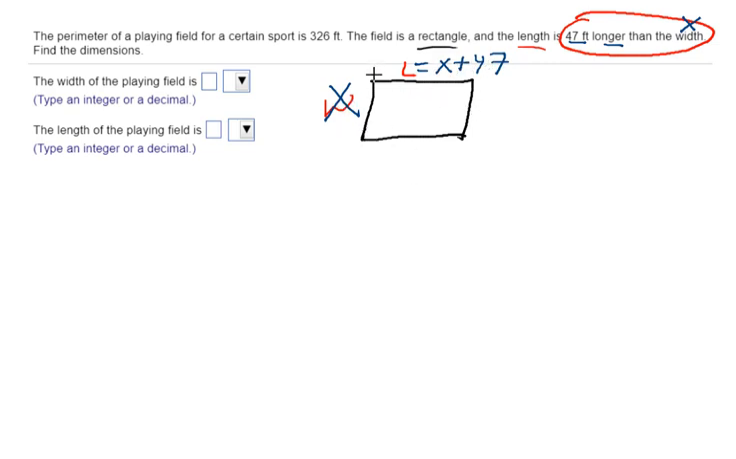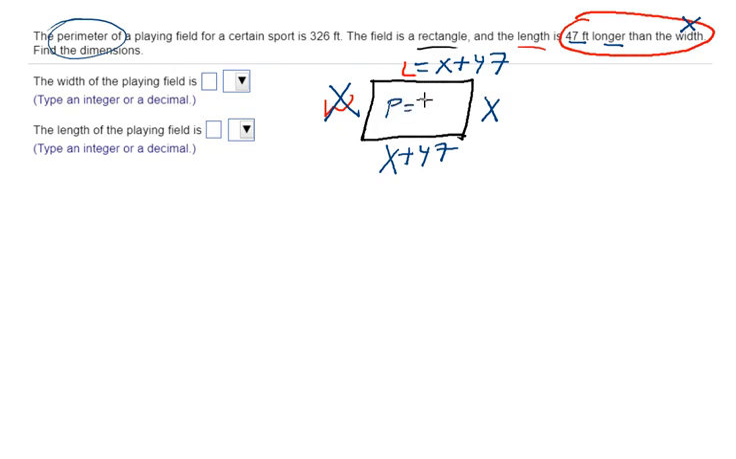Now, with a rectangle, there's 4 sides to it, right? So we're just labeling these 2 sides, which is very common because it's understood that the opposite side also has the same measure, right? So if the left-hand side has measure x, the right-hand side would also have a measure of x. If the top side has a measure of x plus 47, then the bottom side will also have a measure of x plus 47. That's important because perimeter is the distance around the entire object. So we have to consider all 4 sides when we're looking at the perimeter.